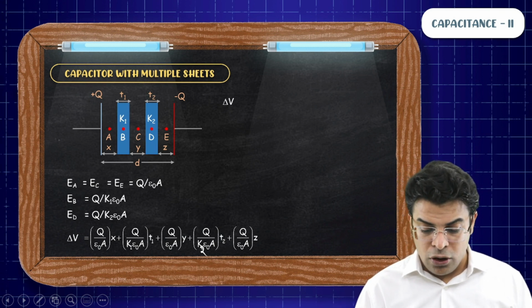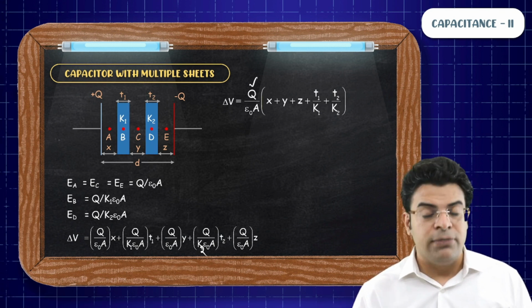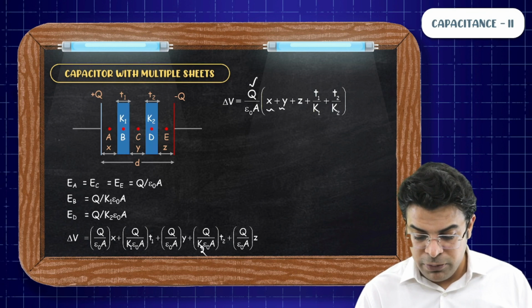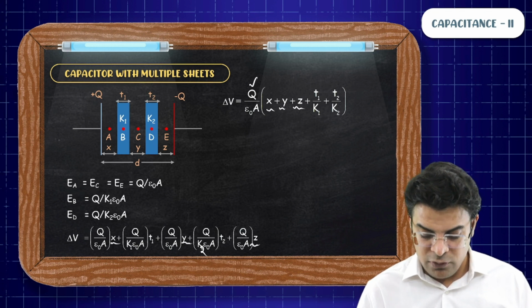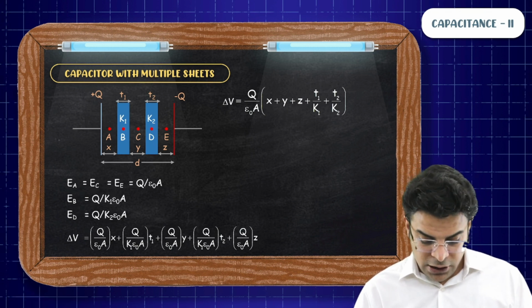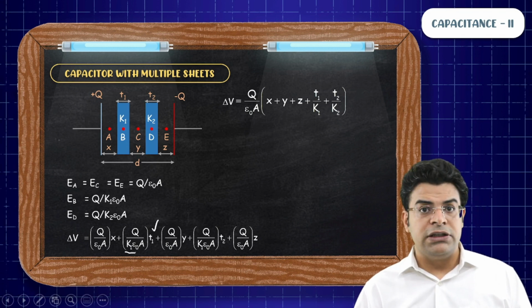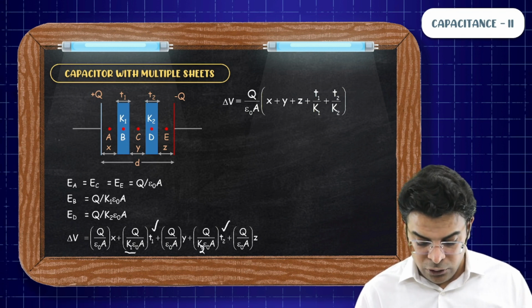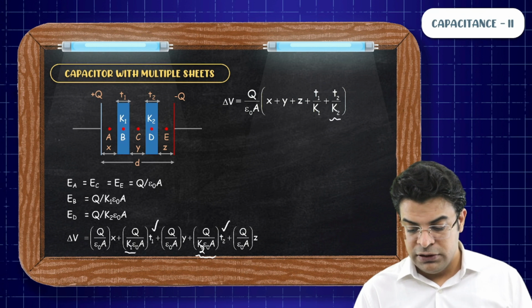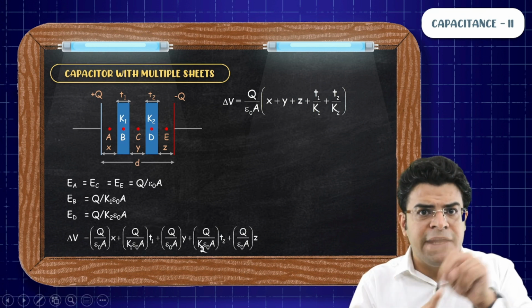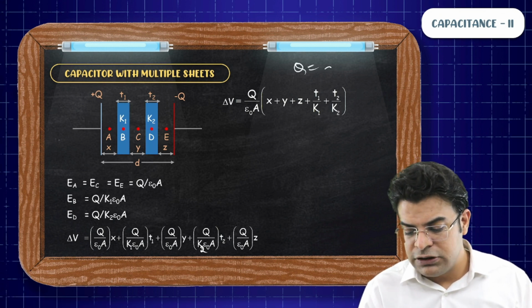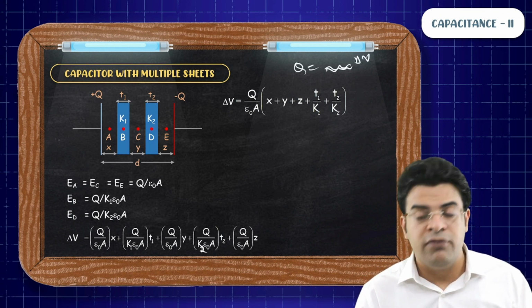Now take Q common and write delta V as Q upon epsilon naught A times X plus Y plus Z from these three terms, plus T1 by K1 from this term, plus T2 by K2. That's what you get. Now once you have written this, rearrange it as Q equals something times delta V, and that something will be your capacitance.